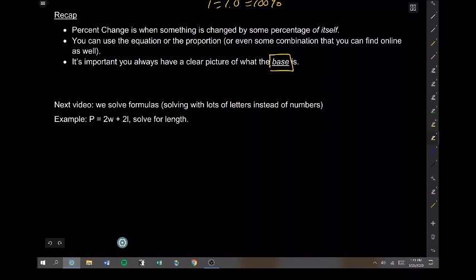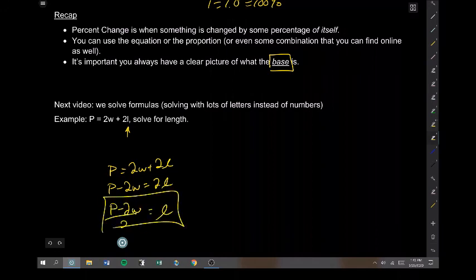Base. Next video, we solve formulas where we have like perimeter of a rectangle is 2 width plus 2 length. To solve that for length, I would get the L by itself. So I subtract 2W, divide by 2. There, I just solved for length. I'm the best. Well done.